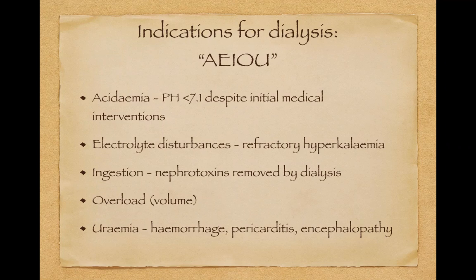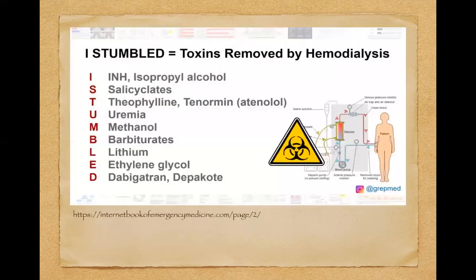Electrolyte disturbances, so this would be your refractory hypokalemia despite initial medical measures to try and shift it. Ingestion of nephrotoxins, which is removed by dialysis. I've also got a nice little mnemonic that I found for that I'll share now. And volume or persistent volume overload despite initial measures to try and diurese them, and especially those that cause severe pulmonary edema and respiratory failure. And then uremia, which actually causes hemorrhage, pericarditis, and encephalopathy.